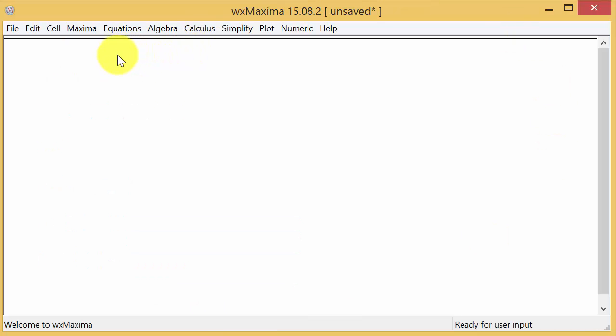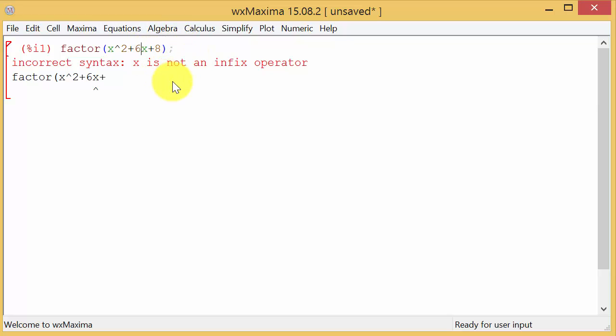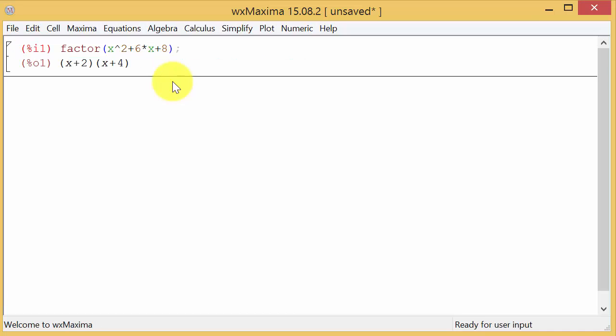To factor, it's actually pretty easy. You just type in factor and whatever expression you want to factor. The first one was x squared plus 6x. Now, look at this. You see how I typed in the 6x? If you do that, and let me show you, it's not going to work. Okay, a syntax error. You have to put the times there. You have to put the multiplication. And then you hit it, and it factors.